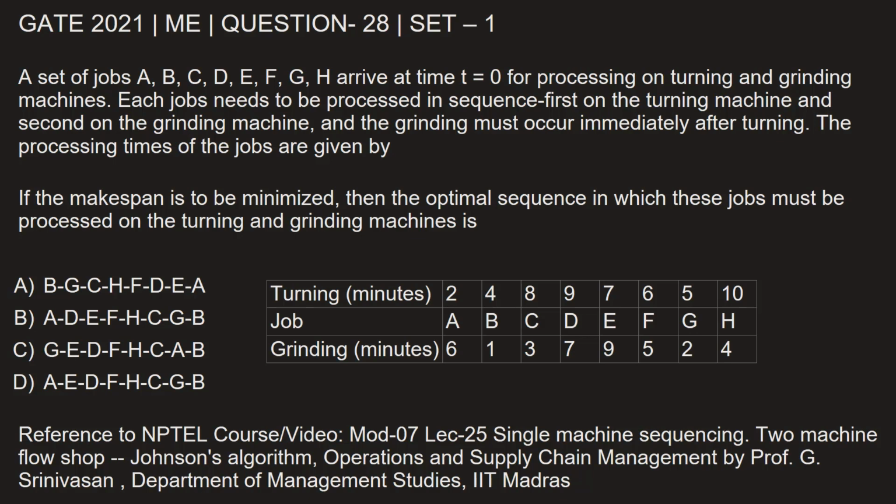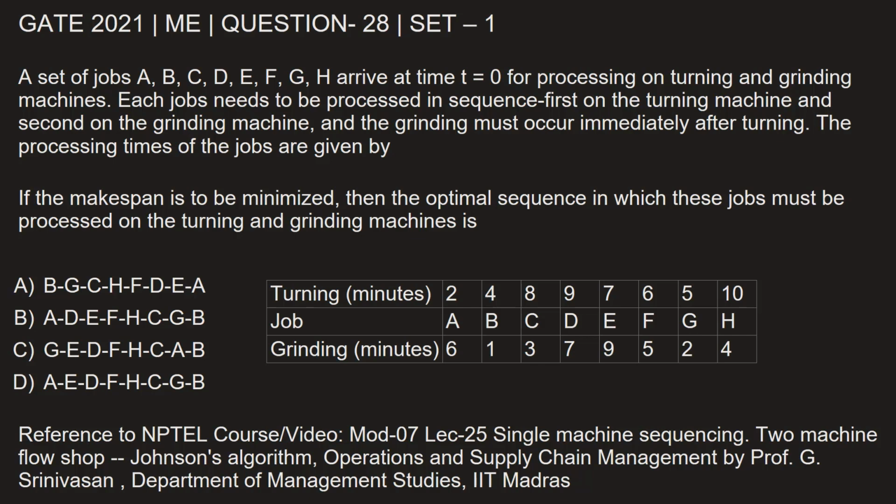This question is from the GATE 2021 Mechanical Engineering paper, Set 1, question number 28. A set of jobs A, B, C, D, E, F, G, H arrive at time t equal to 0 for processing on turning and grinding machines. Each job needs to be processed in sequence, first on the turning machine and second on the grinding machine. And the grinding must occur immediately after turning.